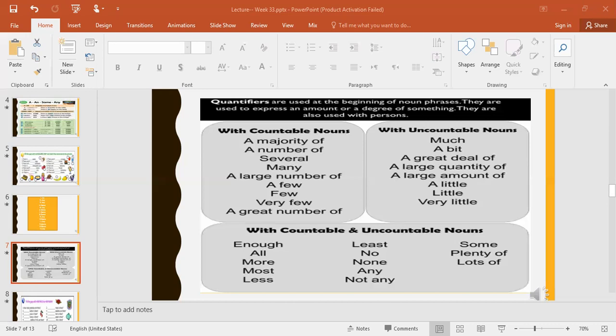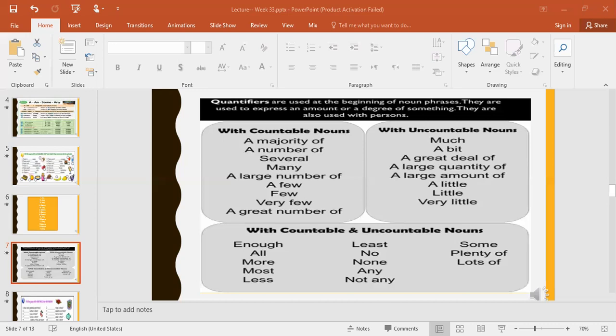No. When I'm using "a large amount of," it means I'm not sure about the amount, I'm not sure about the quantity. But when I say "a large number of," look at the difference: a large amount, a large number. When I say "a large number of," it means I can count them, I can know the number. So when I say "a large amount of," it means I'm not able to know the exact number of the amount. That's why I'm using this kind of quantifier.